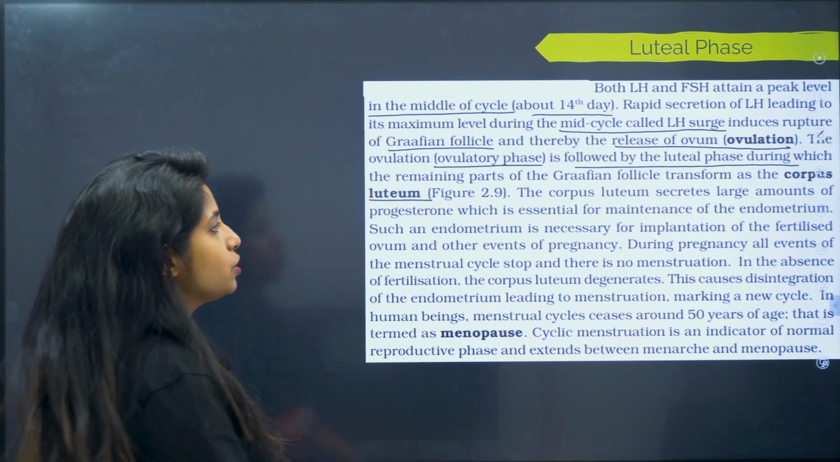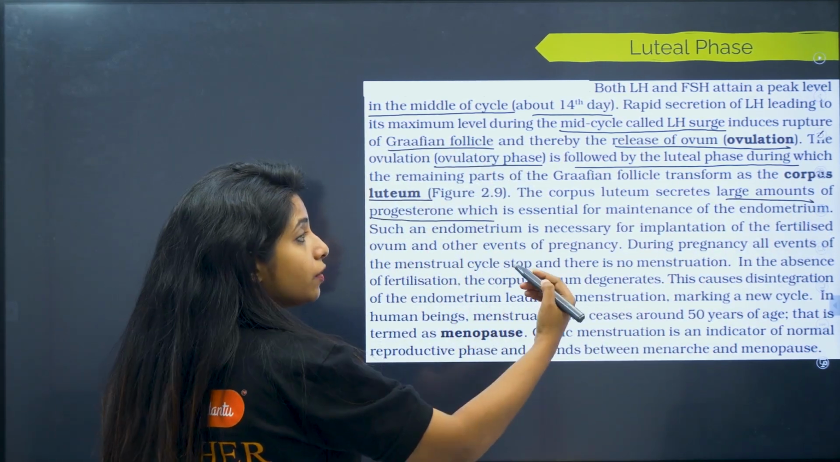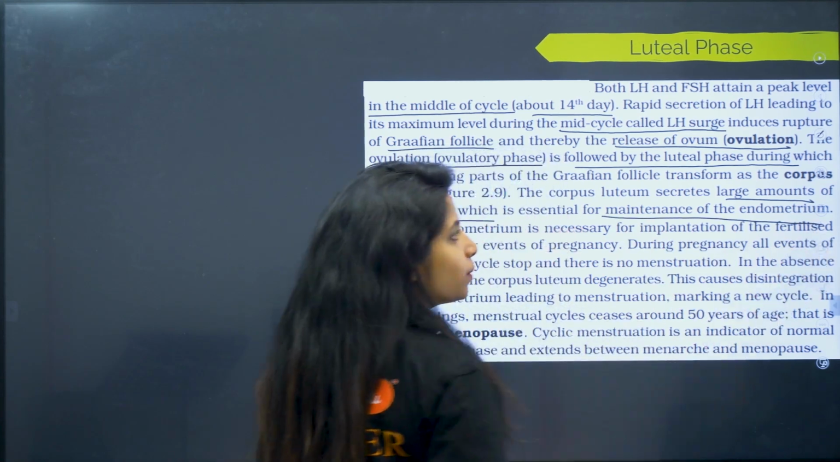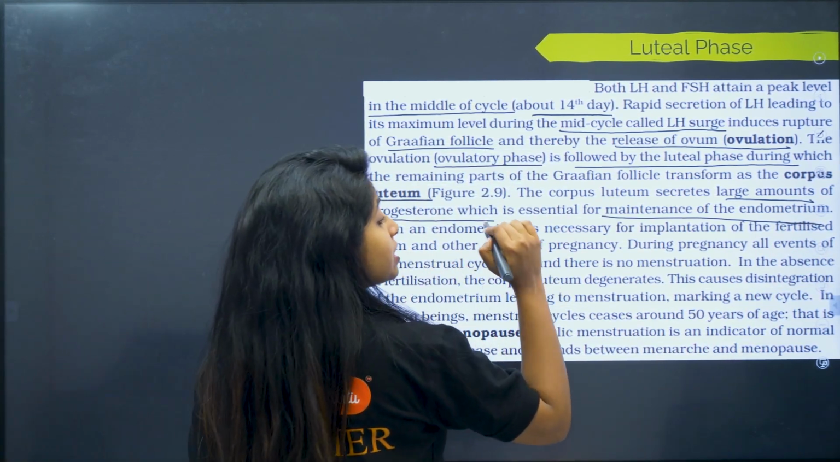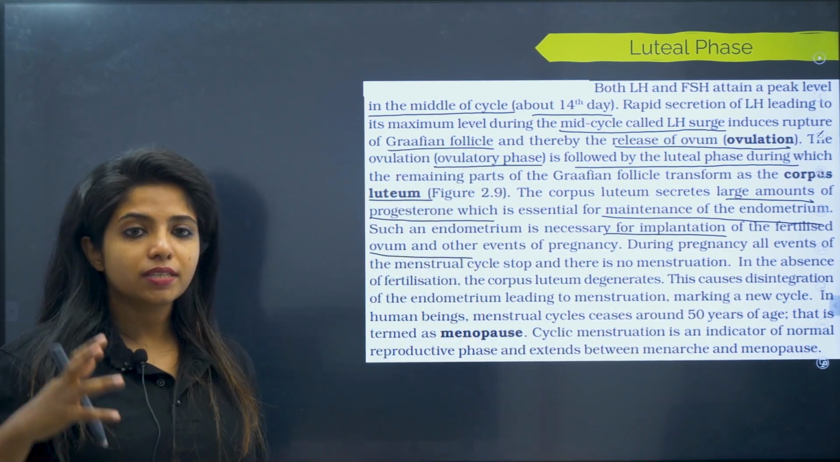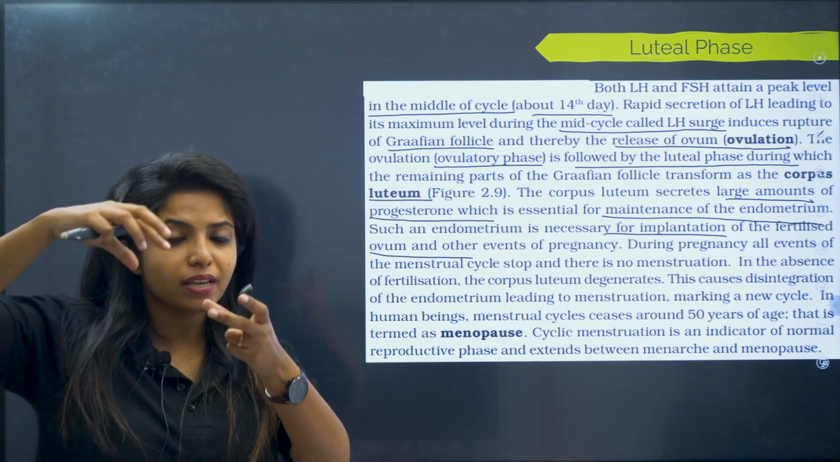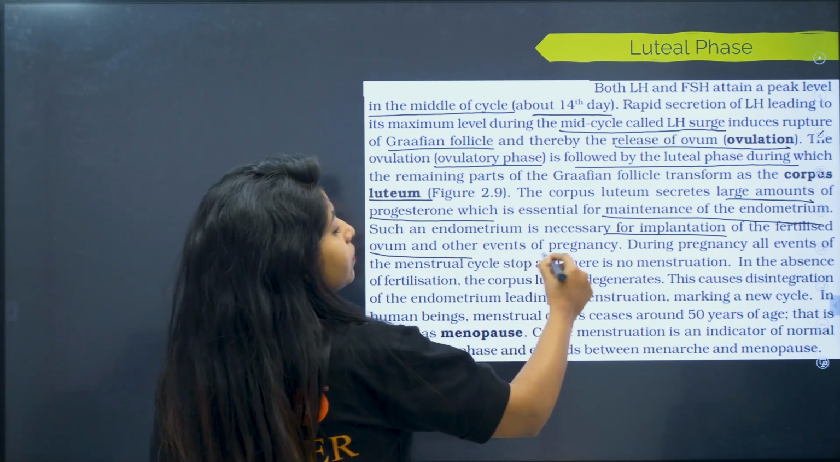And what happens to the corpus luteum? Corpus luteum secretes large amounts of progesterone, which is essential for maintenance of what? Endometrium. So it is helping in maintaining the endometrium, it is helping in thickening it. Such an endometrium is necessary for implantation of the fertilized ovum. Implantation as in, if the fertilized ovum comes and gets embedded in the endometrium, it is known as implantation. And the other events of pregnancy.